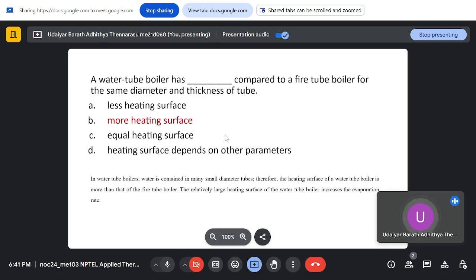so in a water tube boiler, water is contained in many smaller diameter tubes. Therefore, the heating surface of a water tube boiler is more than that of the fire tube boiler. The relatively large heating surface of the water tube boiler increases the evaporation rate. So that is the reason. So it has more heating surface area. Though the water tube boiler is smaller, in terms of surface area for heating, since there are multiple tubes and the water is contained in those tubes, the surface area is more for a water tube boiler compared to a fire tube boiler.